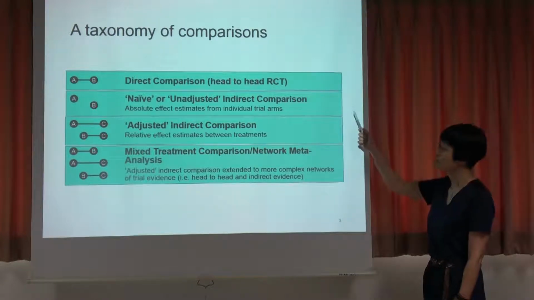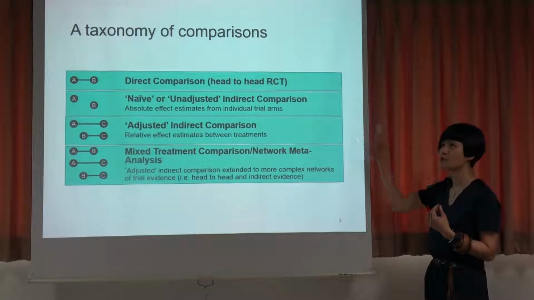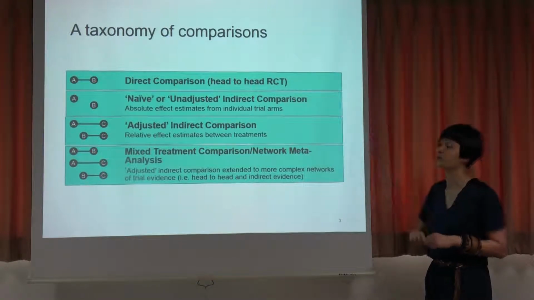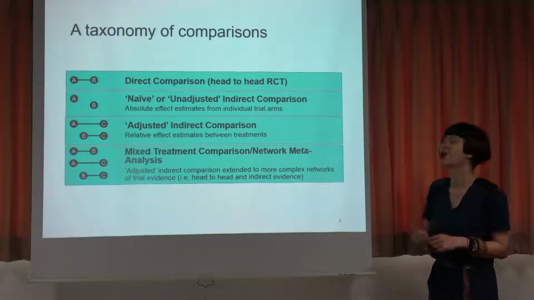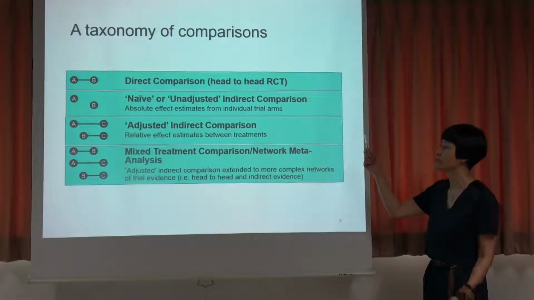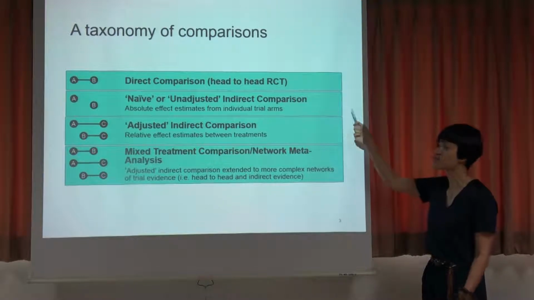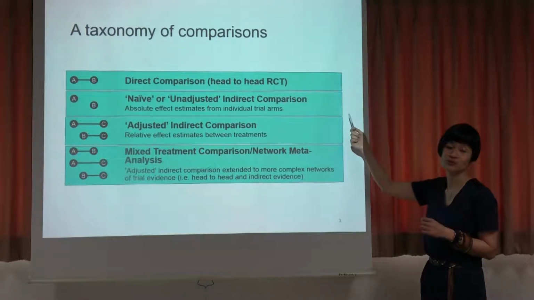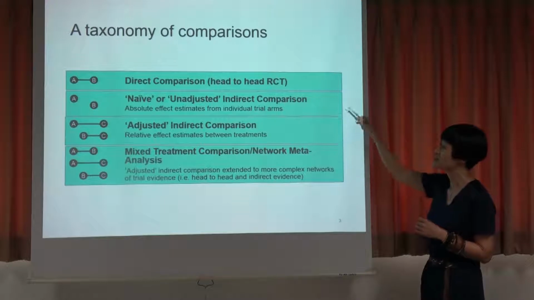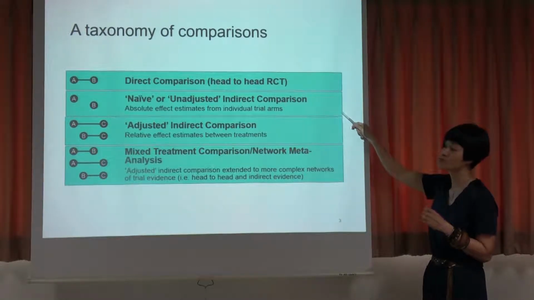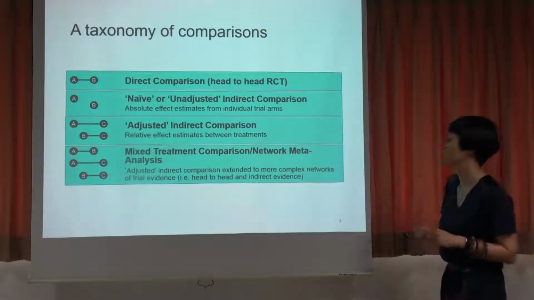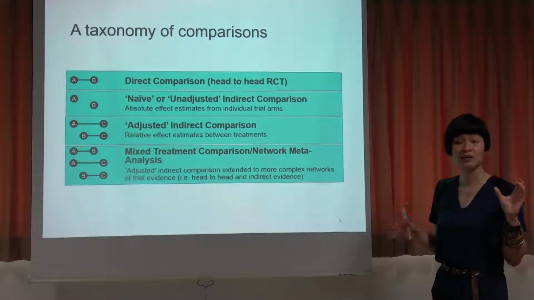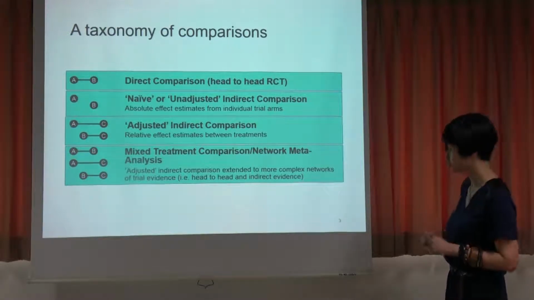This approach was used a long time ago, especially in economic evaluations when they're building models. They use different sources of data to inform the treatment effects of both arms. But this is really not the way to do things anymore. So this is the weakest approach, and this is really not recommended at all, to have a naive comparison of two interventions from different studies, from individual arms of different studies.